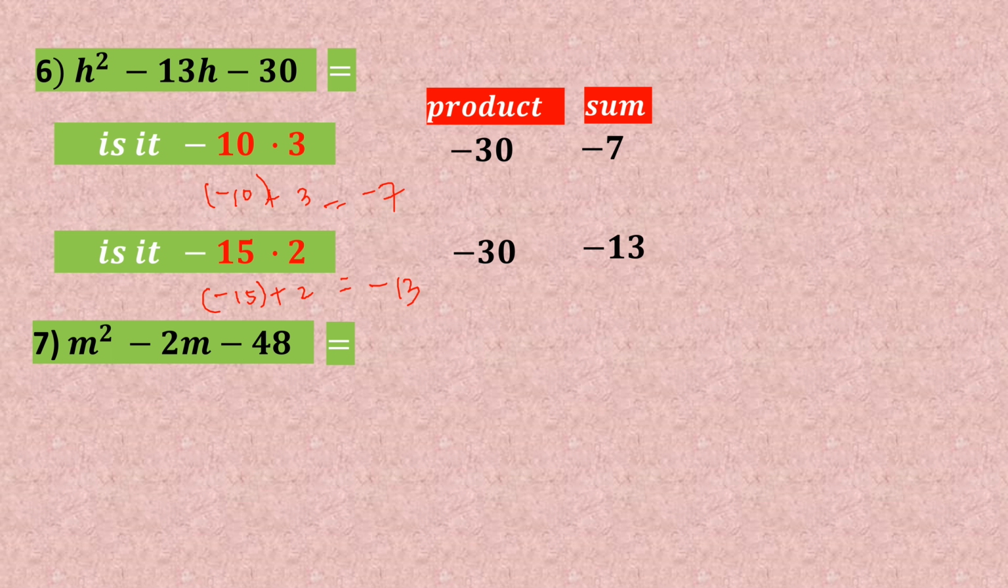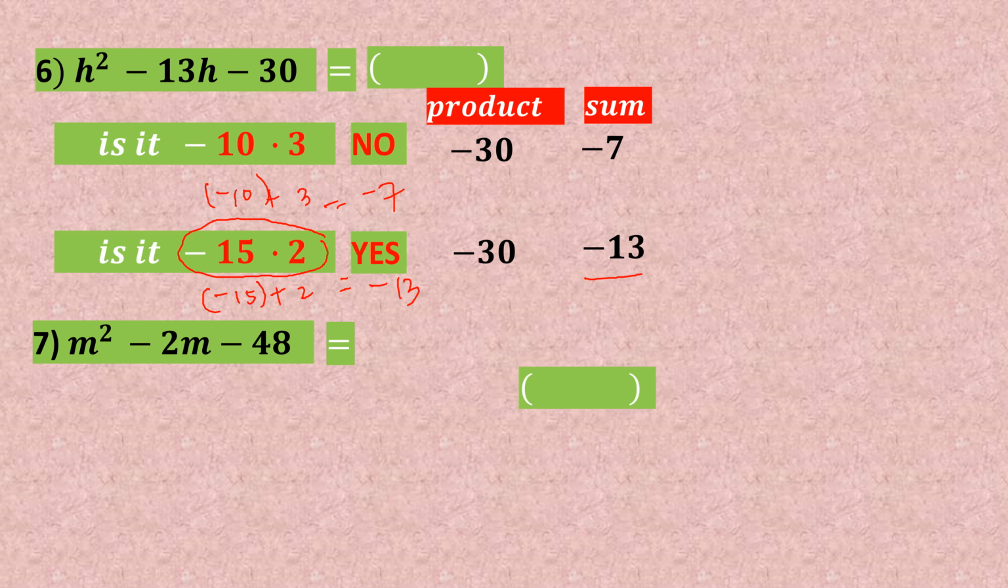So therefore, the correct set of factors are negative 15 and 2. So what are now the factors? The negative 10 and 3 are not the factors, but only negative 15 and 2, because they give us a sum of negative 13. So therefore, our set of factors are: the square root of a squared is a, while for the negative 30, in which the sum is negative 13, we have a minus 15 and a plus 2.